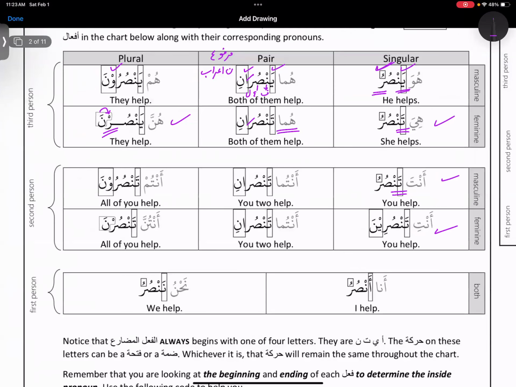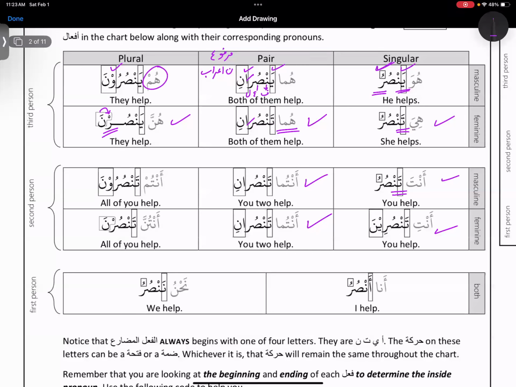How many tansurani do we see? Huma is tansurani. Three. Antuma tansurani. Tansurani are free: buy one, get three. But we are going to figure out which one it is by the context. Okay, then comes antum, tansuruna.